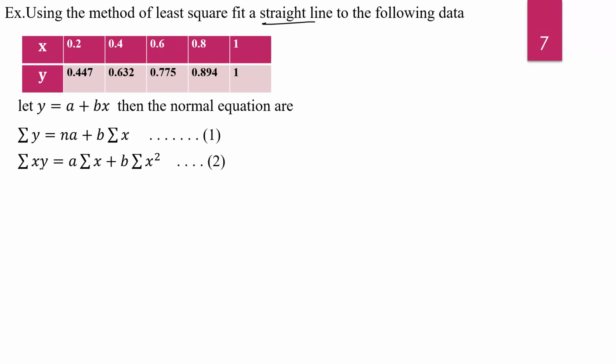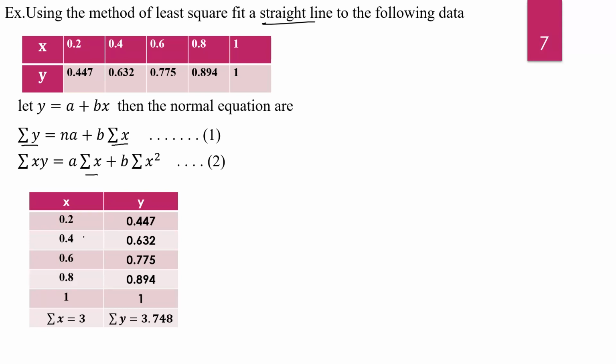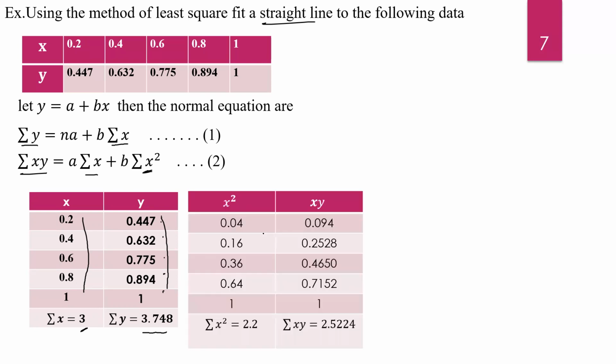Now what is the requirement of equations 1 and 2? We must have summation x, summation y, summation x square. So for that, prepare the column of x and y. This is the column of x. Now take its summation. So we get summation is 3. Now y, take its summation. We get the summation of all the points is 3.748. Now next requirement is x square. So we prepare the column of x square. Then x into y, we prepare the column of x into y.